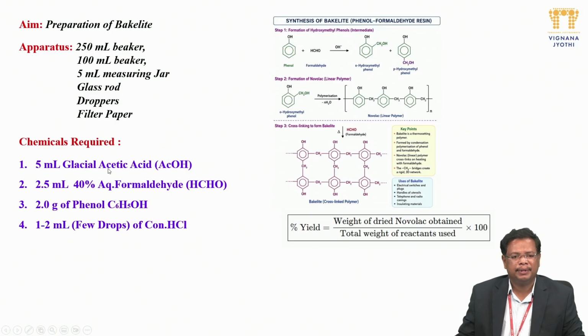Initially we will take 5 ml glacial acetic acid into the 250 ml beaker, and then we will add 2.5 ml of 40% aqueous formaldehyde solution. Then we have to stir it properly. Then we can add 2 grams of phenol, and then slowly add 1 to 2 ml of concentrated HCl through the walls of the 250 ml beaker. Then, stirring vigorously, we will get our final product, bakelite. Let's get into the lab.